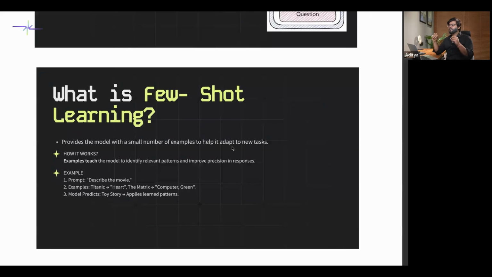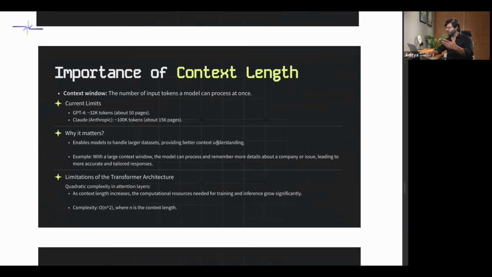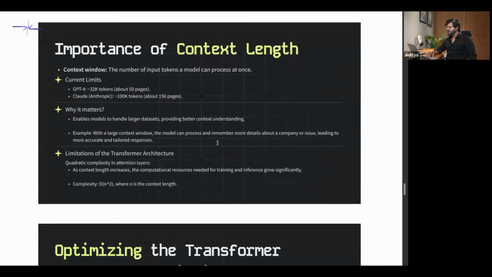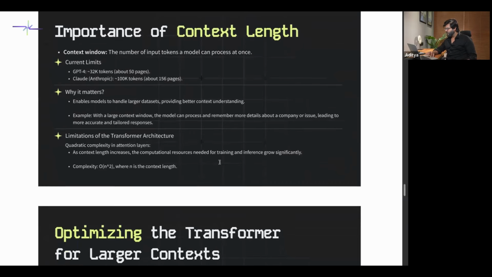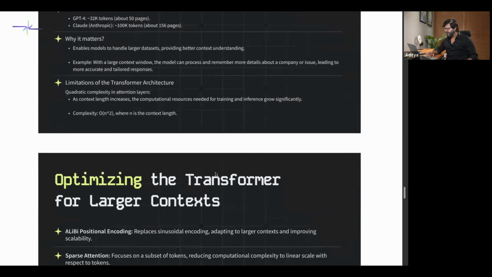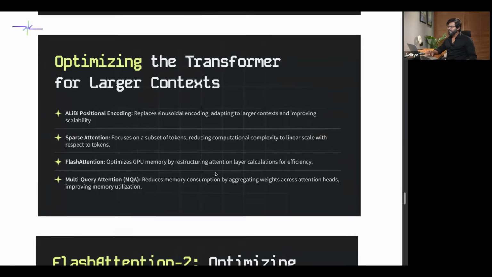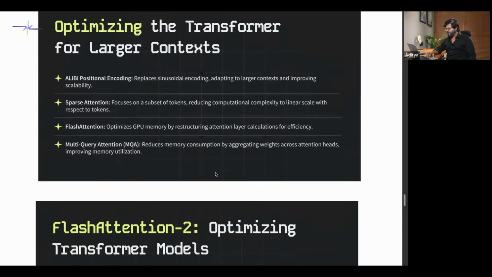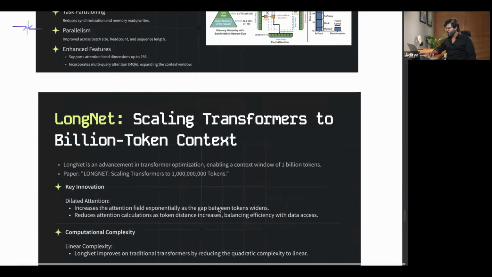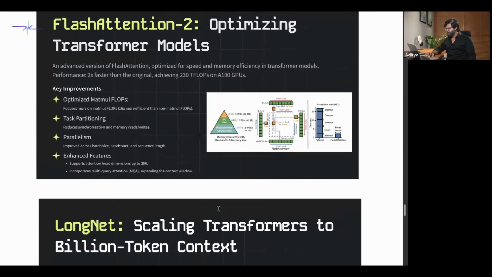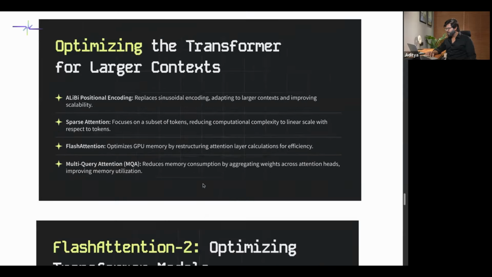Nice. Okay, guys. So we've already discussed the importance of context length. We are already over 15 minutes, but I'll try to cover this up later in terms of context length. There is an important aspect one needs to understand, which is optimizing the transformer for long context. We are going to skip flash attention 2 and LongNet, which are the last two remaining topics, but we'll discuss these in detail later.